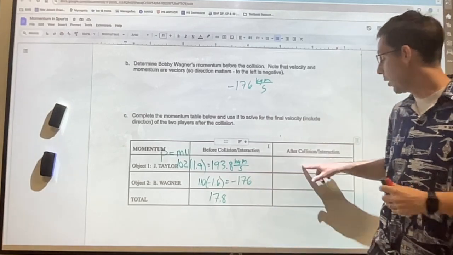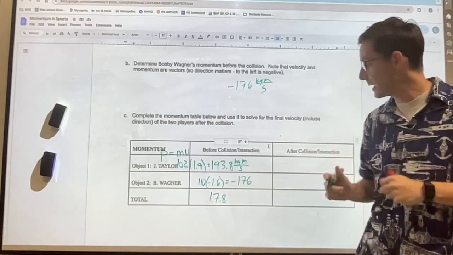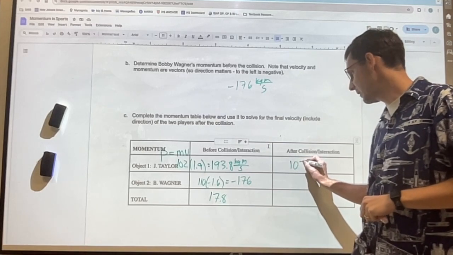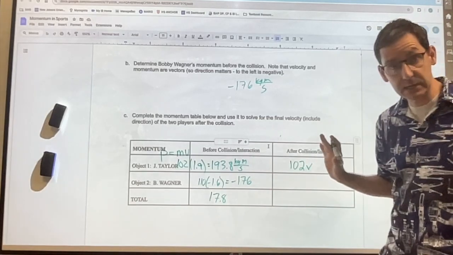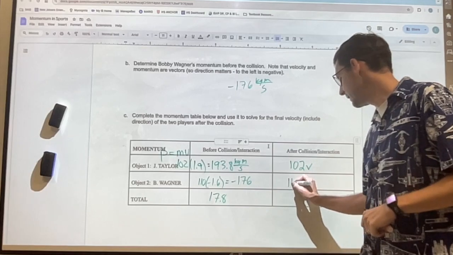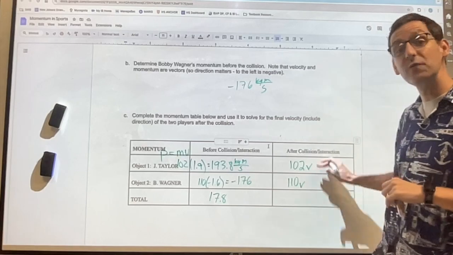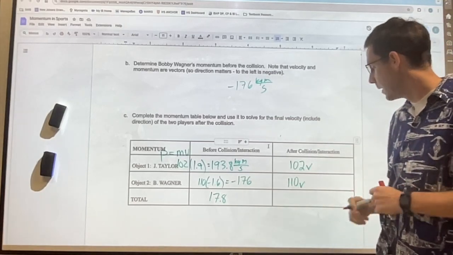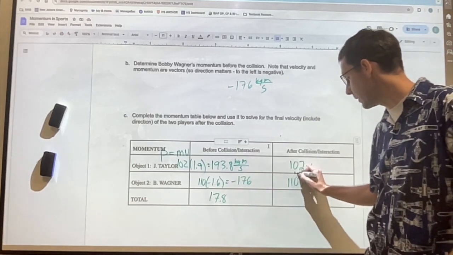All right? Now, after the collision, remember they wrap up, they connect, they're going to go the same speed. So we're going to have Taylor, which is going to be 102 times the final velocity, whatever that is. And then we're going to have Wagner, which would be 110 times his final velocity. Those two V's will be the same because they're connected together, they're moving together.